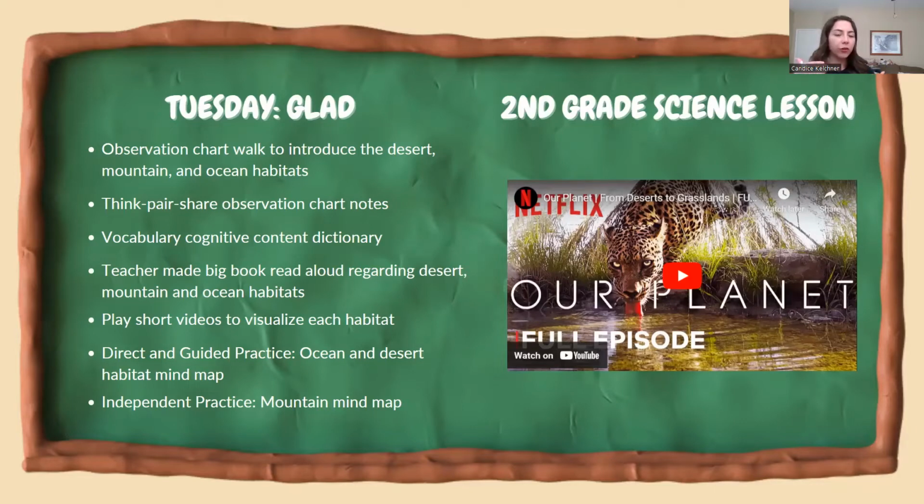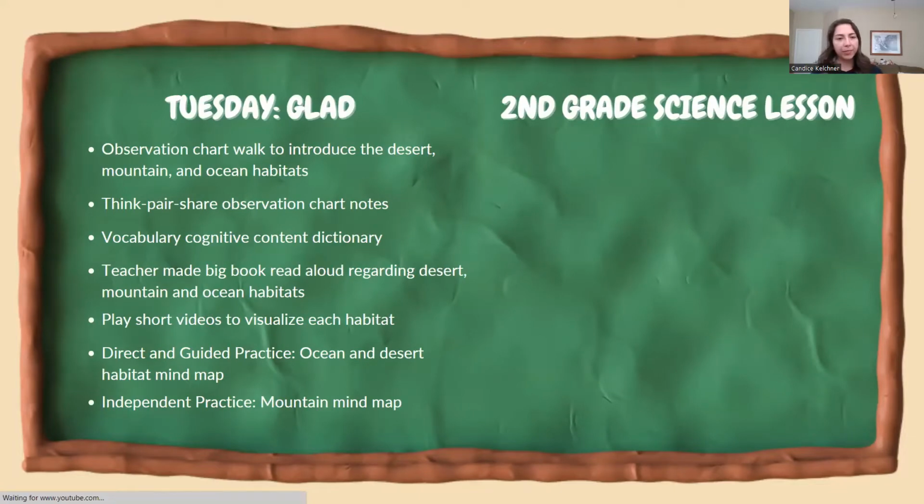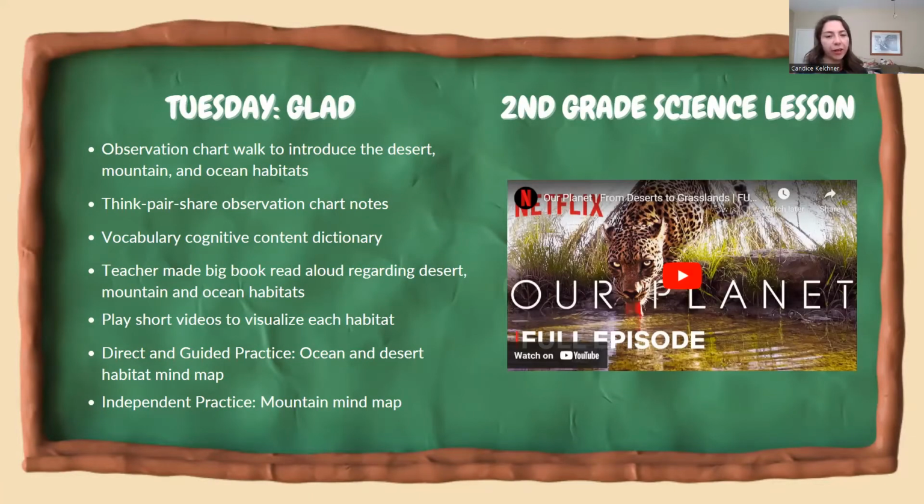The teacher will then create a cognitive content dictionary for all 6, the desert, mountain, ocean, as well as the rainforest, grassland, and polar habitats. The teacher will then read from a teacher-made big book that discusses the desert, mountain, and ocean habitats. Play this short video over here along with a mountain and ocean habitat video so that students can visualize, see, and make connections to these habitats.